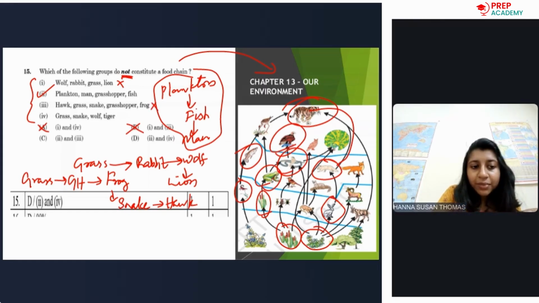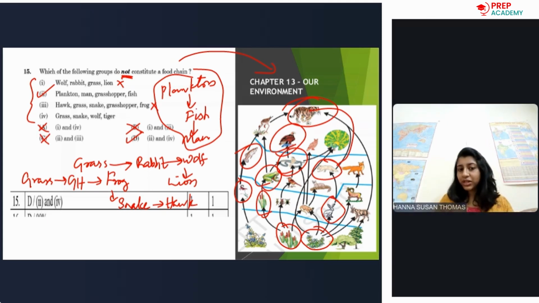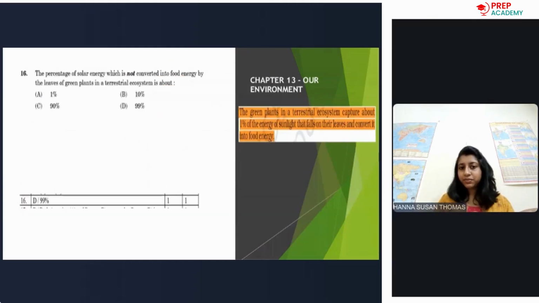So if you eliminate option C, you will be getting into option D. That is our correct answer. Grass, snake, wolf and tiger. We cannot make sense out of this particular option also. Is grass eaten by snake, wolf or tiger? No, right? So it also does not constitute a food chain. So our answer will be option D, 2 and 4. Okay. Then comes question number 16.